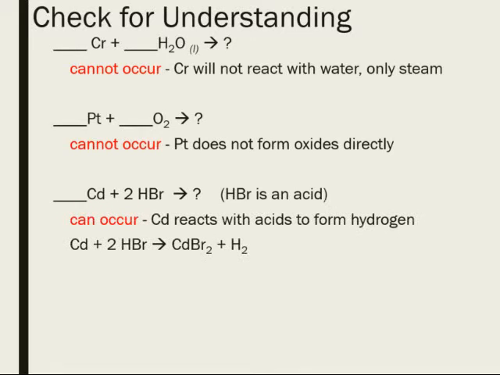Turns out this reaction can occur. Cadmium does react with acids to form hydrogen. And so because we know that the cadmium is going to react with the acid to form hydrogen, we know that hydrogen is going to be one of the products. Remember, according to Brinkelhoff, hydrogen is one of the diatomic molecules, so it needs to be H2. And so the cadmium is going to replace the hydrogen and then bond with the bromine.